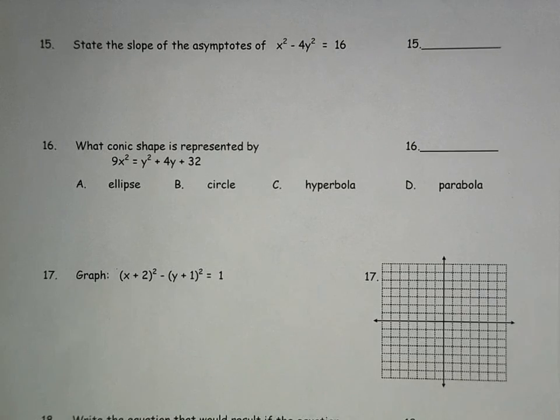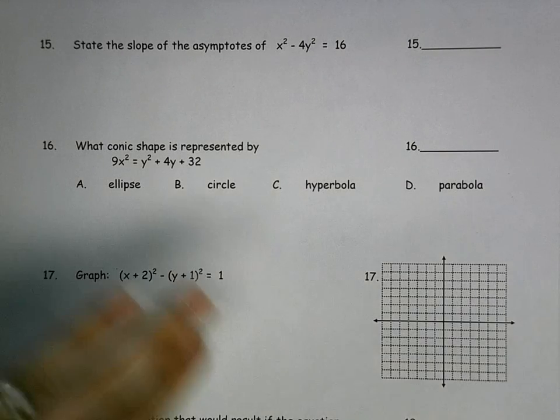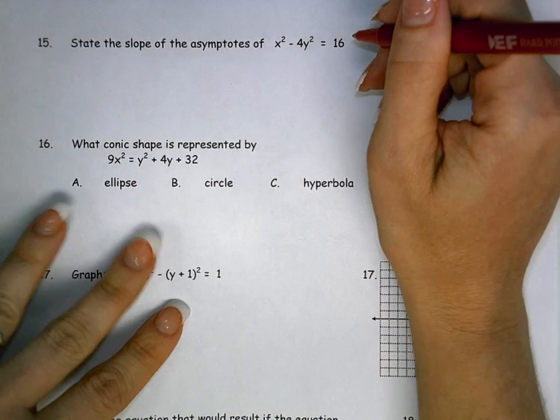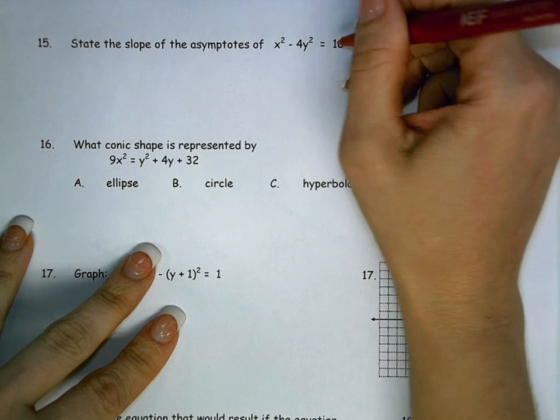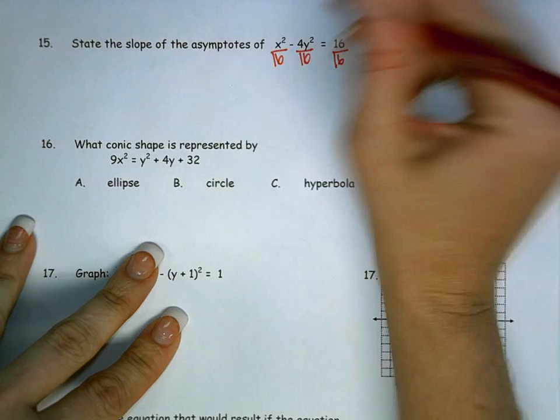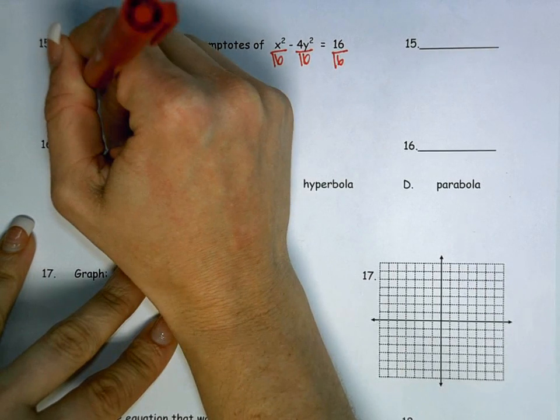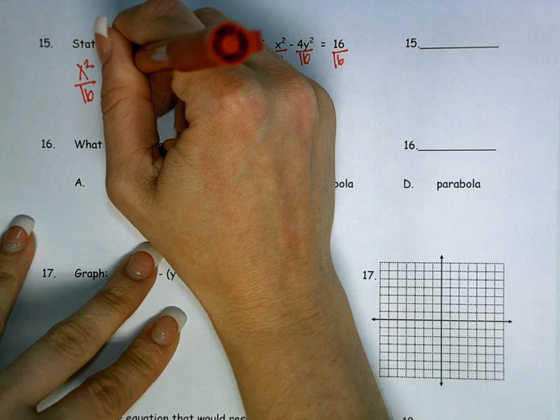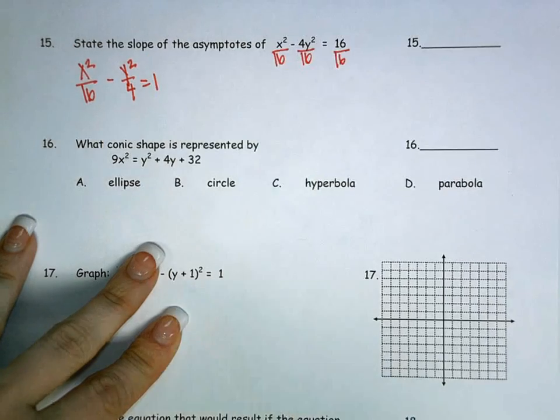On number 15, state the slope of the asymptotes. The only kind of equation that would have asymptotes is a hyperbola. Okay, before you can find the slope of them, this has to equal 1. So divide everything through by 16. Divide by 16, we get x squared over 16 minus y squared over 4 equals 1.